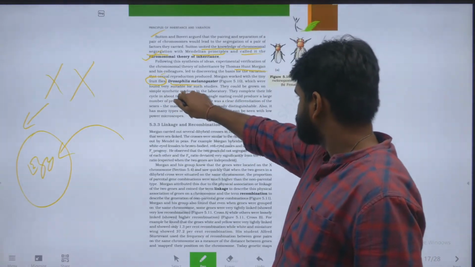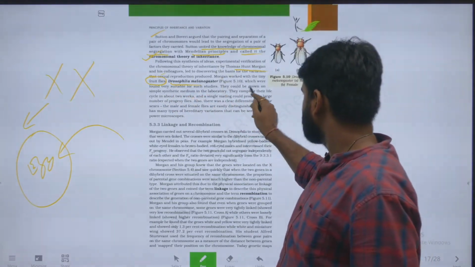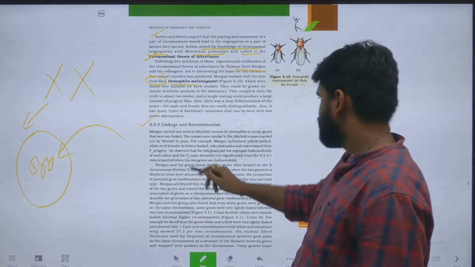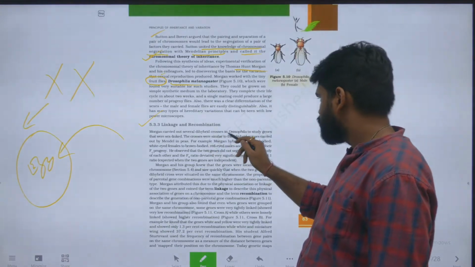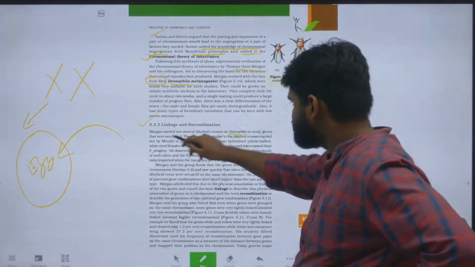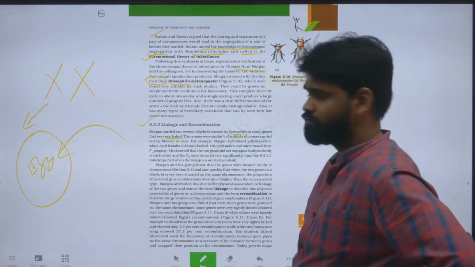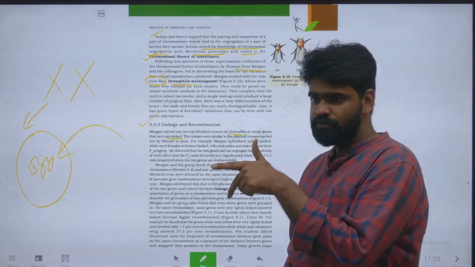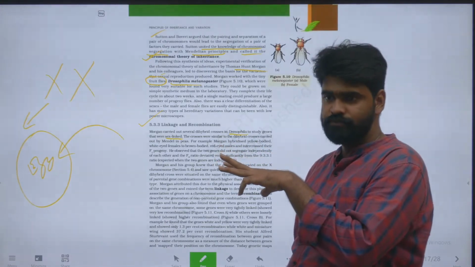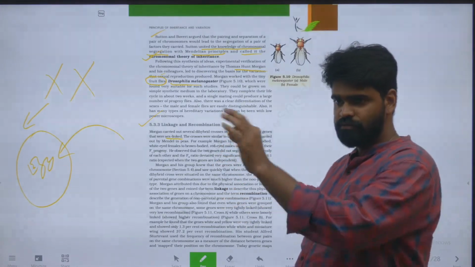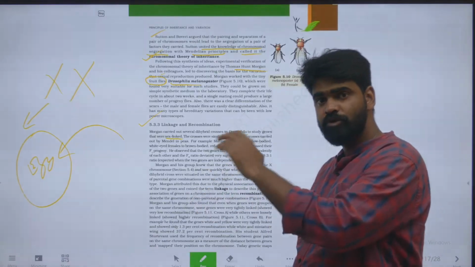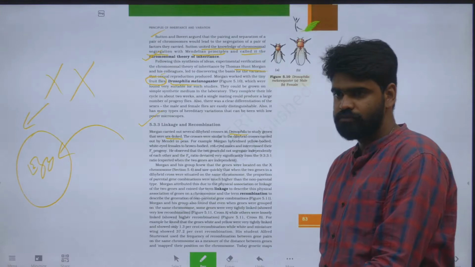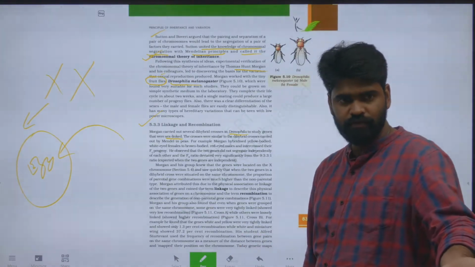Which were found very suitable for such studies. They could be grown on a simple synthetic medium, and so on, for linkage and recombination study. So Morgan carried out several hybrid crosses in Drosophila to study genes that were sex linked. Okay, so that's why he has chosen the autosomes and sex chromosomes, XX, XY, right? And the characters he has chosen are body color and eye color, wings and body color. The two crosses we have, right?